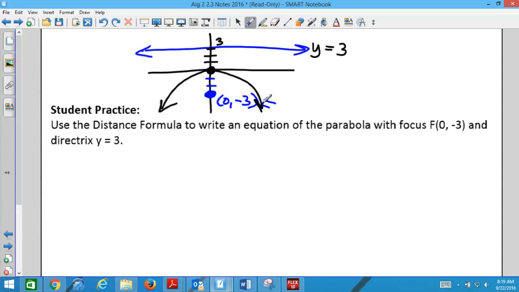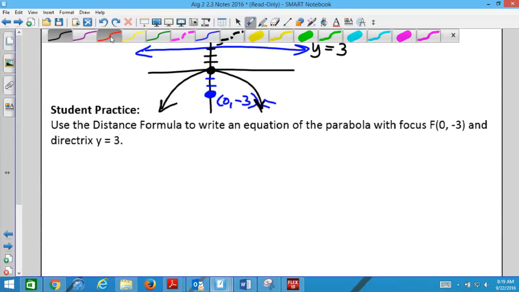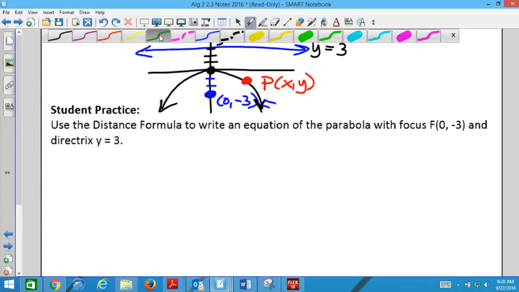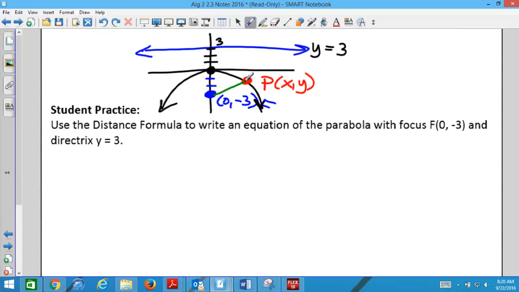Now, I don't know much else about this parabola yet, and that's why we're going to do this to find the equation. So we're going to pick any point on this parabola, any point you want. There's a point. I'm going to call it P, and I'm going to call that point X, Y. We're going to connect that point to the focus and to the directrix. And that directrix point, we'll call that D. That point has the same X as the parabola, and then the Y value is 3. So we have our point X, Y, we have our focus F, 0, -3, and our directrix point X, 3.